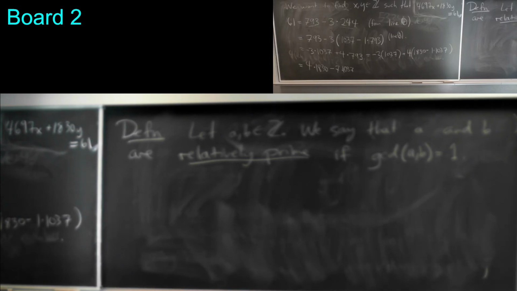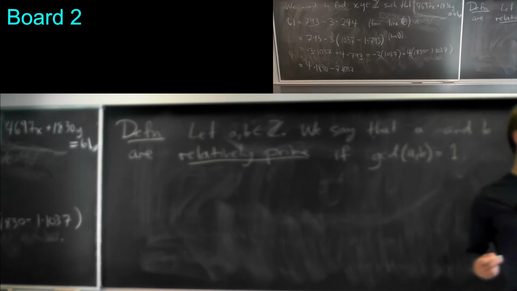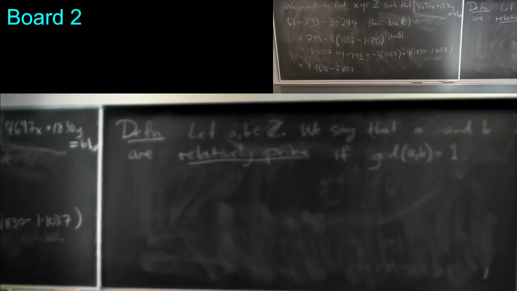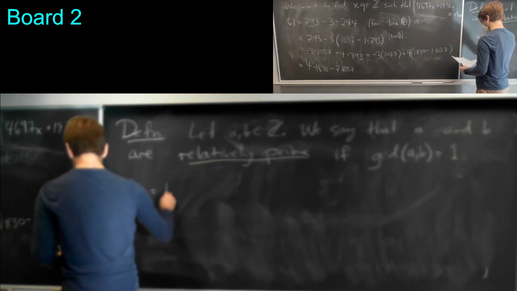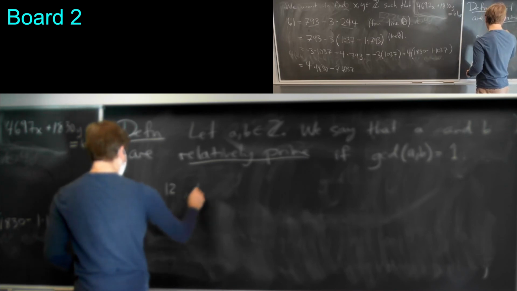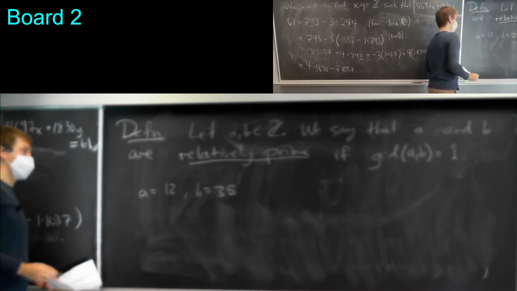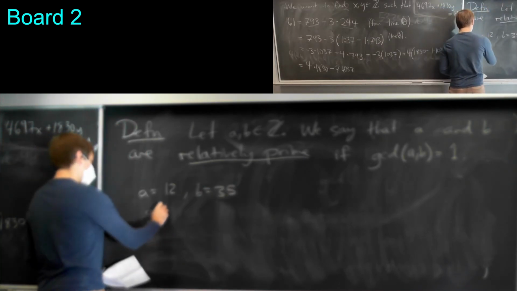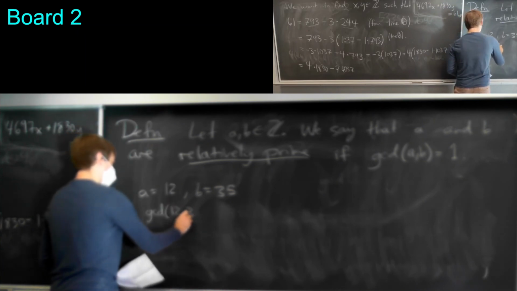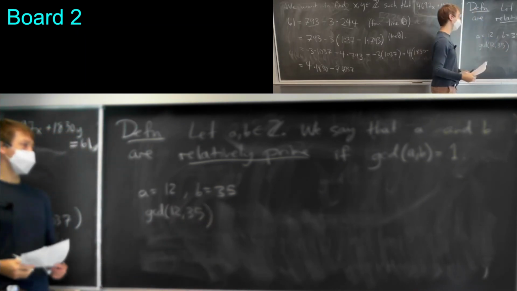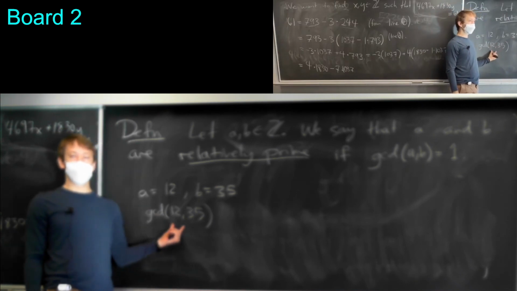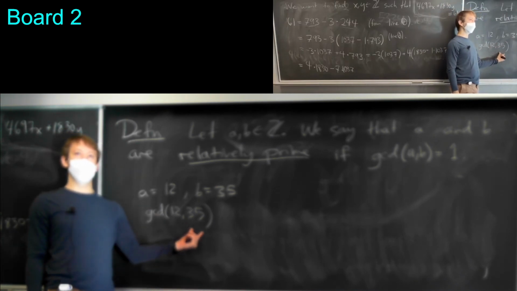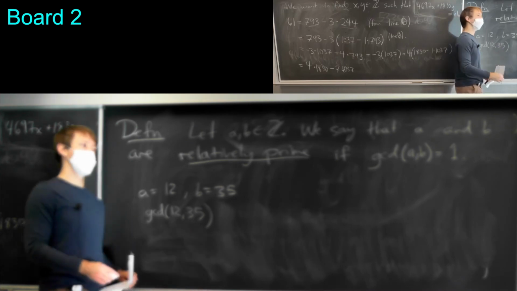So in other words, maybe let's do some examples. For example, if I take A is 12, B is 35. If you think about it, the GCD of 12 and 35, the only positive integer that divides evenly into 12 and also divides into 35 is 1, right?